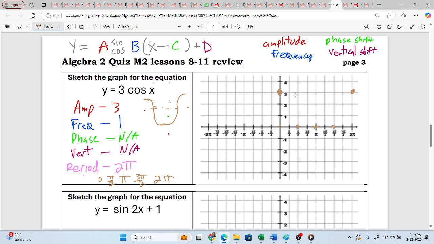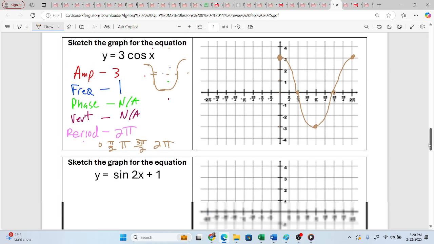So I need to hit one graph. I'm going to start there, hit that, and I should go all the way down to -3 right here, right? So now I need to go back up until I get to 3 pi over 2. And then finally, I end at 2 pi. So this will be 3 cosine of x. 3 cosine of x. So now let's look at the next one.